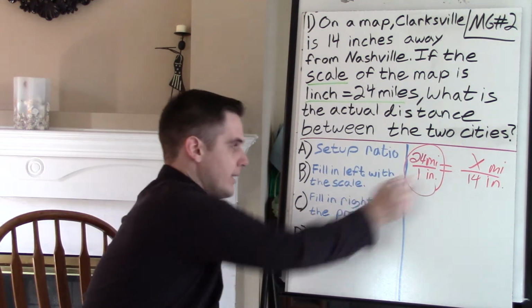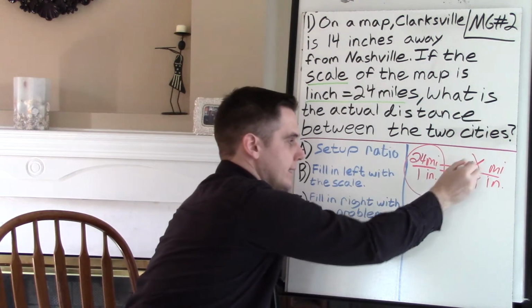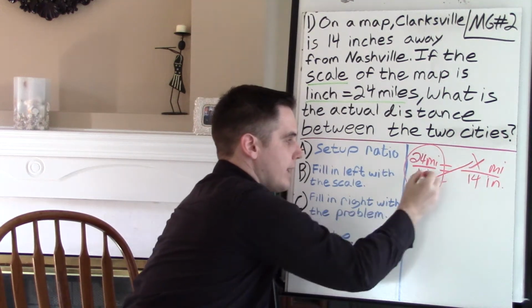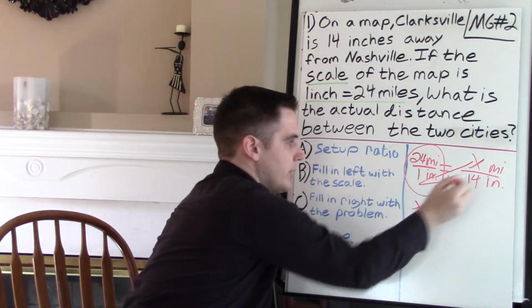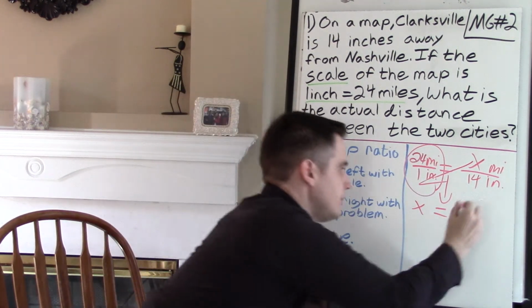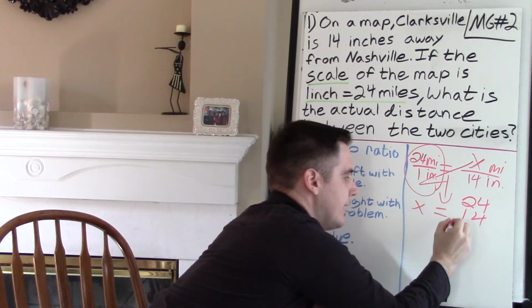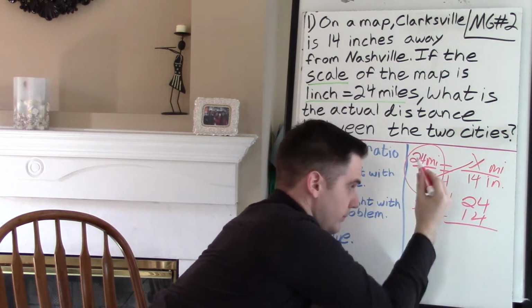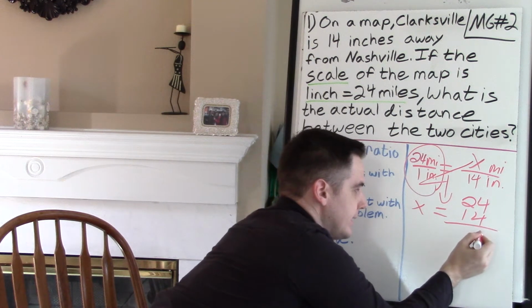I kind of already did step C, it's over there, and now we can solve, no different, it's the same thing over again. So x times 1 is x, oh, forgot to bring down the equal sign, 24 times 14. For those of you who can't do that in their head, like I can't, we'll go ahead and multiply it out, so 4 times 4 is 16.